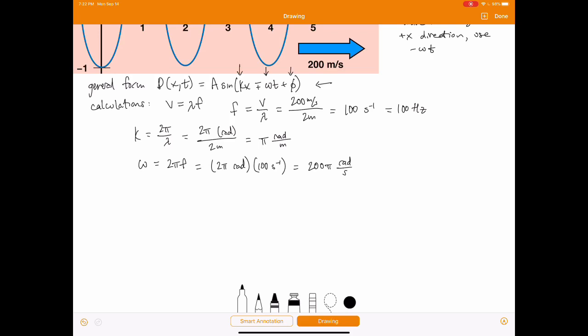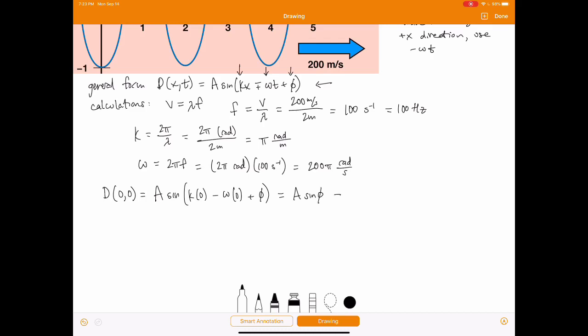The only thing we really have left to do is to calculate the phase angle phi. To do that, we can note that the displacement of the wave when x is equal to 0 and t is equal to 0 is equal to A times sine of k times 0, because we're plugging in 0 for x, minus omega times 0, plus phi. The point is, the only thing left in the sine function is phi. The rest is just 0. So we have A times sine phi.